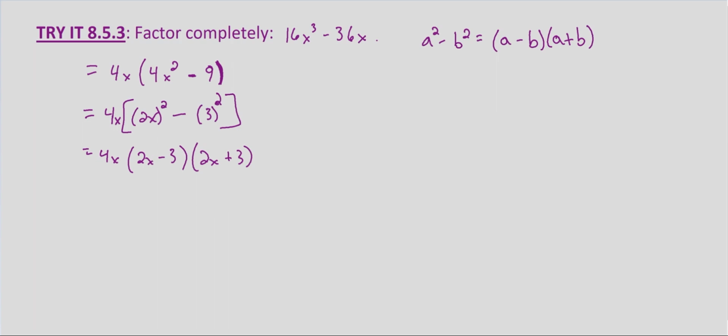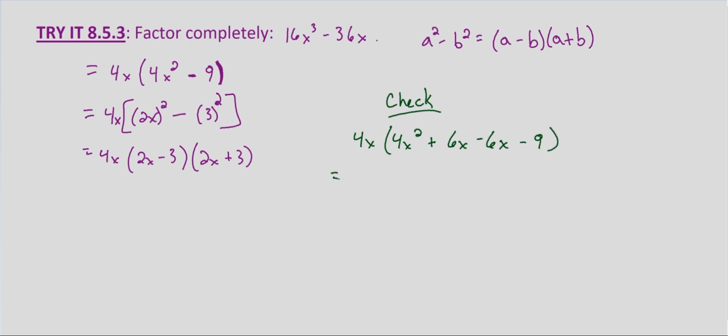So we're done factoring, and now we're looking at checking our solution. We do that by multiplying back through. So we have 4x times, we'll do the first terms first, 2x times 2x, so that's 4x squared. Outside would be 2x times 3, which would be plus 6x. Then inside, negative 3 times 2x is minus 6x. And then negative 3 times 3 is minus 9.